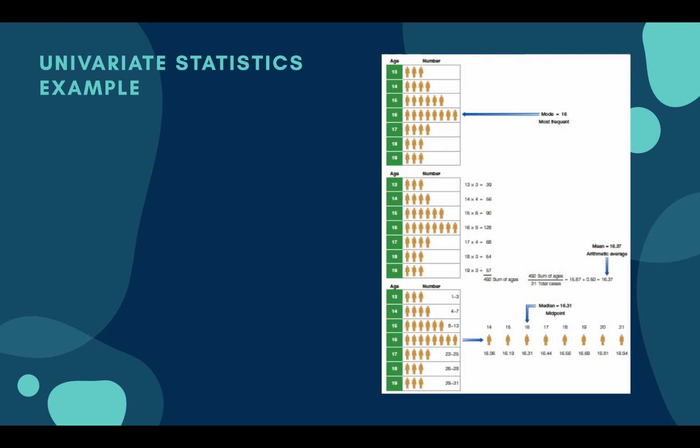Here's an example, right? We can calculate the mode for something like age. We can see which category has the most number of people. For the variable age, we can also calculate the median, find the middlemost point. And we can also calculate the mean. So we have the mean, we have the median, and we have the mode listed there.